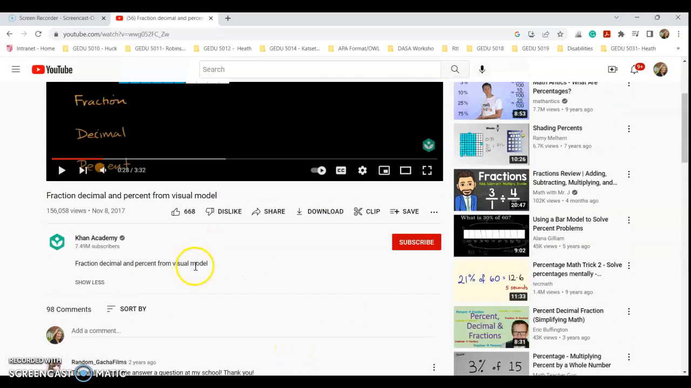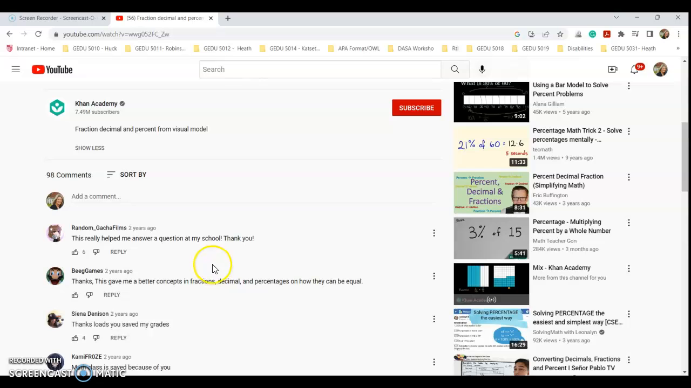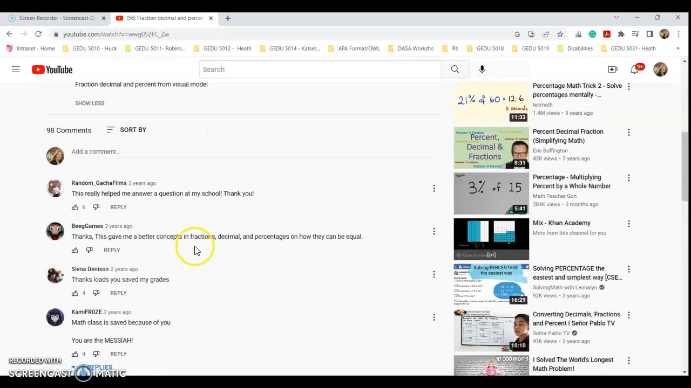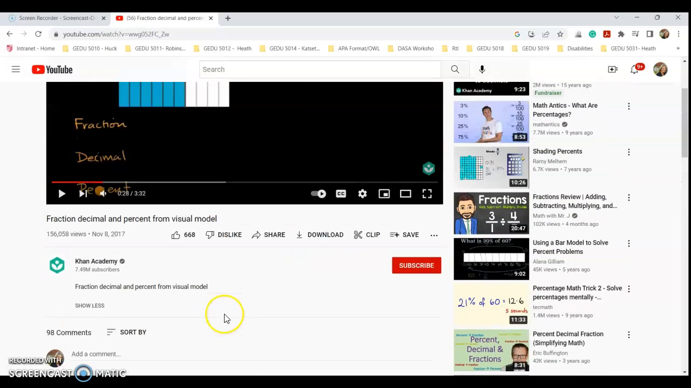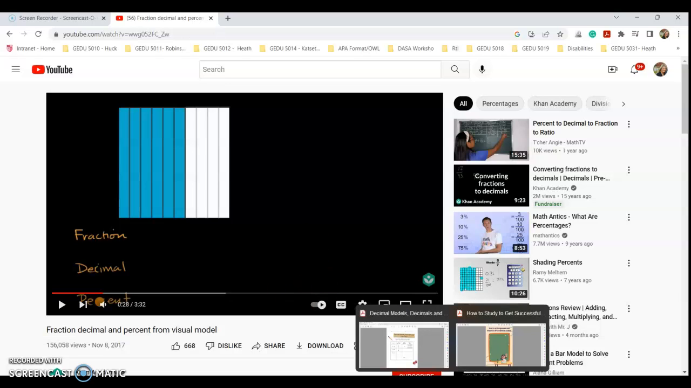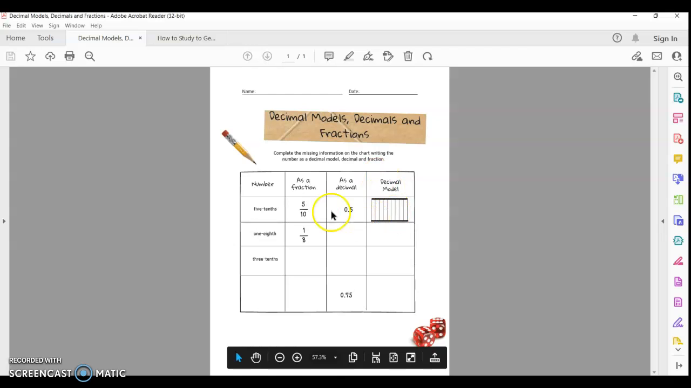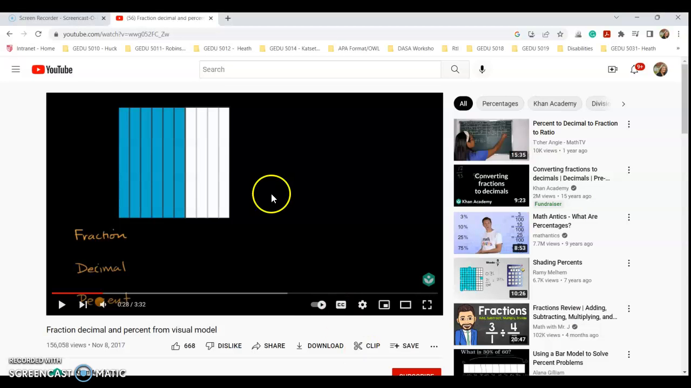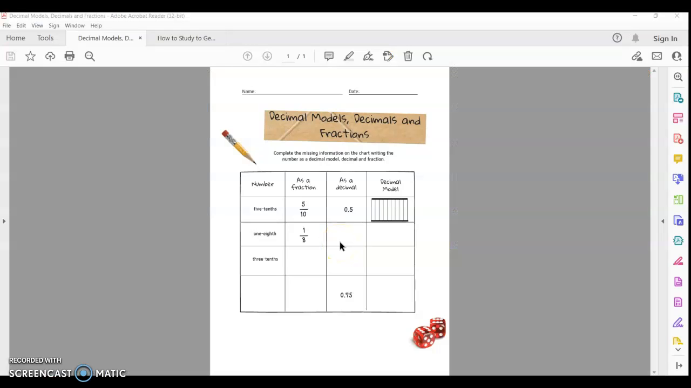It does have a bunch of people who replied saying that it was helpful to answer school questions, and gave a person better concepts in fractions, decimals, percentages, and how they can be equal. Okay, that makes sense, because the graph that we have to fill out is kind of asking me to do that, minus the percentages. It's asking me to take this number and write it as a fraction, as a decimal, and in decimal model. Except when I get down here, then I probably have to do it in reverse, if I'm thinking correctly.